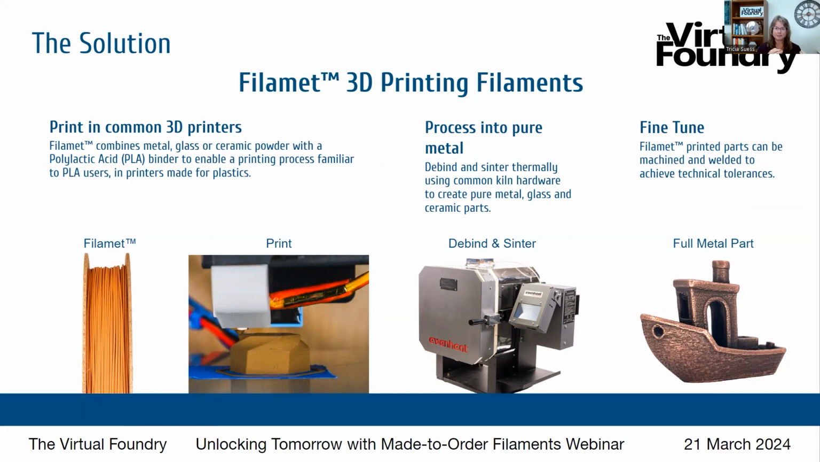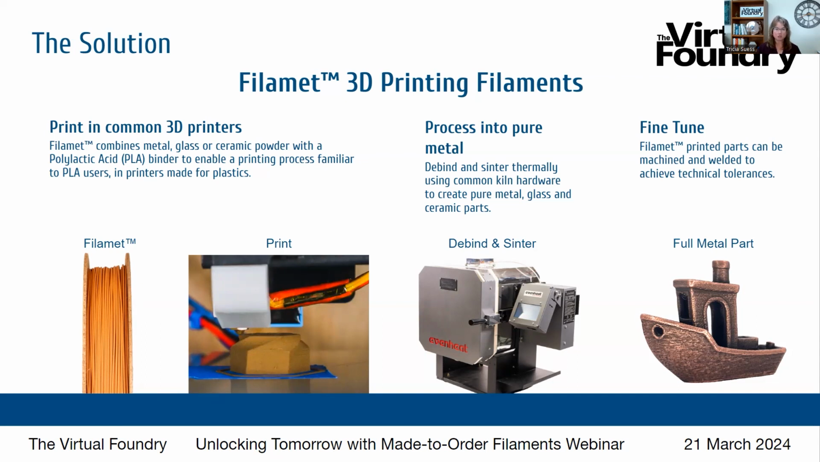From there, the prints are debound to get that plastic binder out of there. And then they are sintered. Those loading particles that are in the filament are fused together through that sintering process. Most of our stock filament materials complete the debind and sinter process in open atmosphere, meaning no gas or vacuum is needed. There are two current exceptions to that, and they are aluminum and titanium, which both require specialized environments.